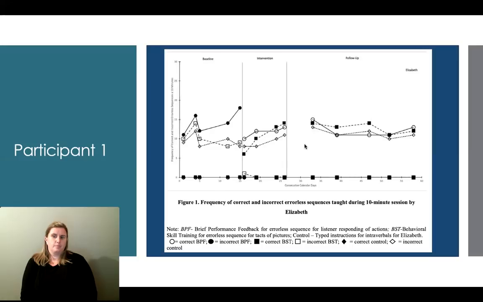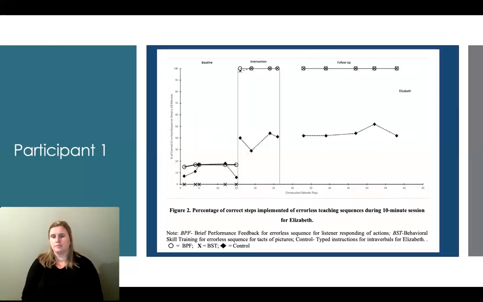Over follow-up, again, we are seeing similar levels of implementation, where participants really did not decrease in the rate of errorless teaching sequences performed. So what really is indicative for BST and BPF is that they maintain a somewhat high level of correct number of sequences implemented for the skill trained under BPF and the skill trained under BST. So it's very similar levels of effect.